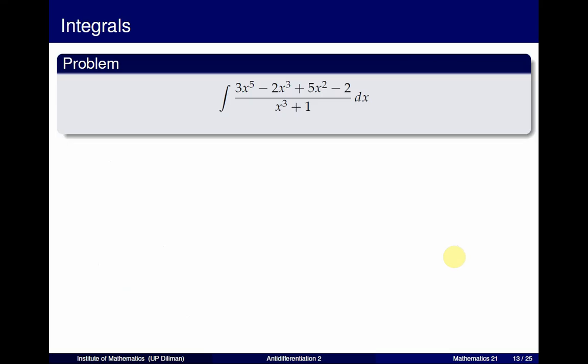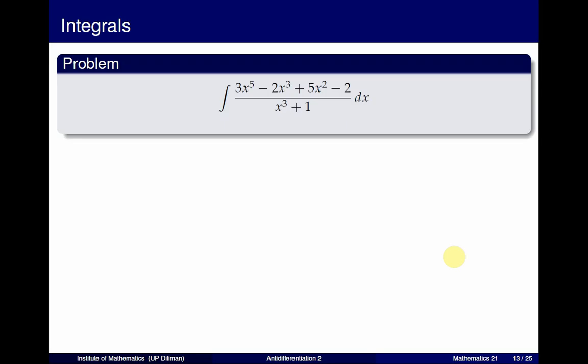Integral of (3x to the fifth minus 2x cubed plus 5x squared minus 2) all over (x cubed plus 1) dx. Once again, if you want to solve this problem first without looking at the solution, you can pause it now. I'll give you 5 seconds. Okay, let's look at the solution. This fraction is more intimidating than the previous problem because you have a fifth power and so many terms in the numerator. Let's try a u-substitution first.